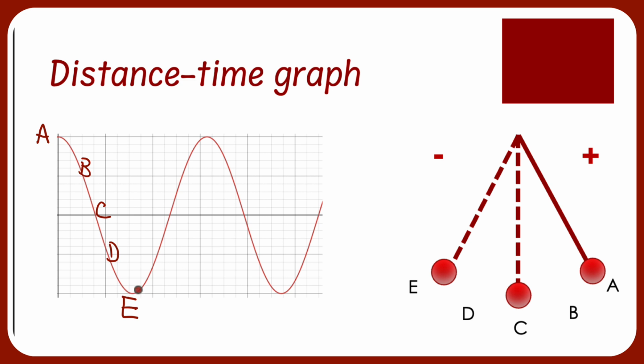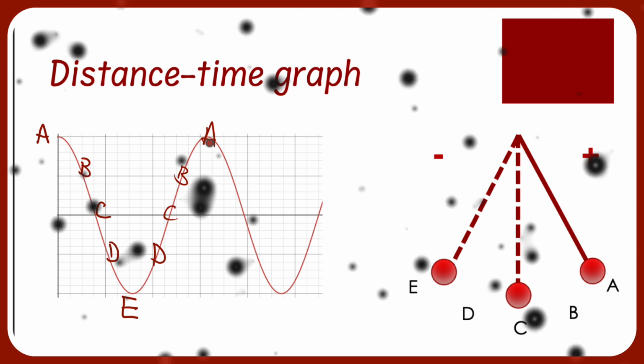And now I could do the same thing. It would be D here, C, B, and A. So if I show one complete cycle here, I guess it's a cosine curve, it would be starting from A and returning back to A.